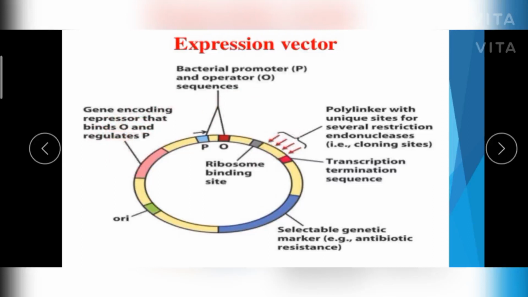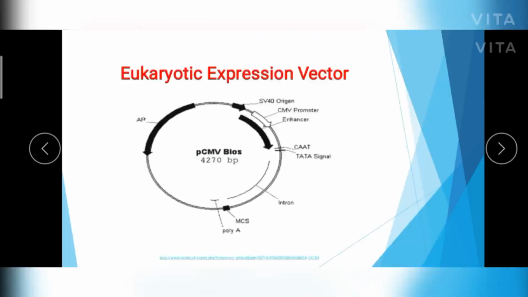So that is the main purpose of using the expression vector, and the example here is pCMV-BLOS. It is the one which is used to express this particular inserted foreign gene. It has the SV40 origin of replication, then a promoter, an enhancer to enhance the expression of the inserted gene, and terminator signals to stop the expression. The common things are the multiple cloning site and the origin of replication, which it has in common with the cloning vector.